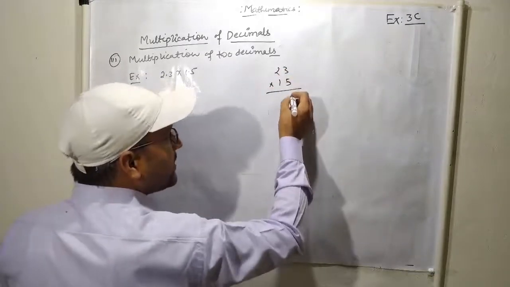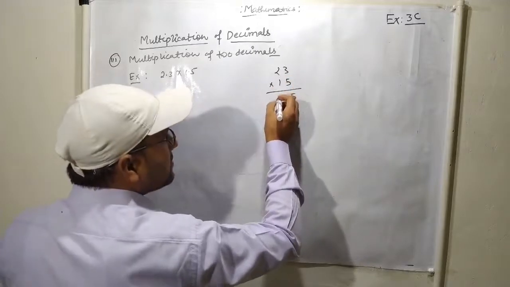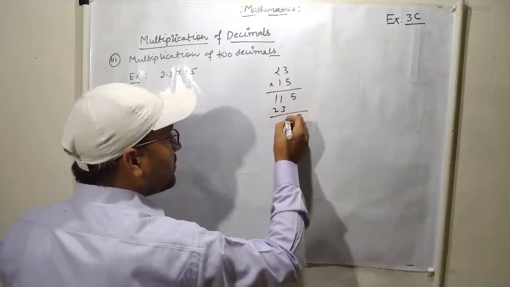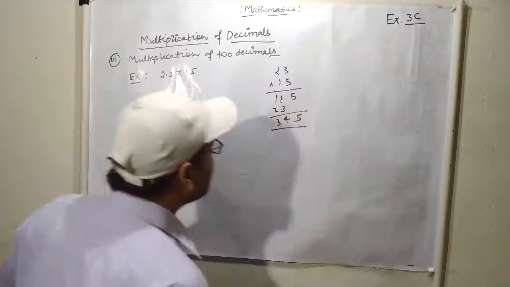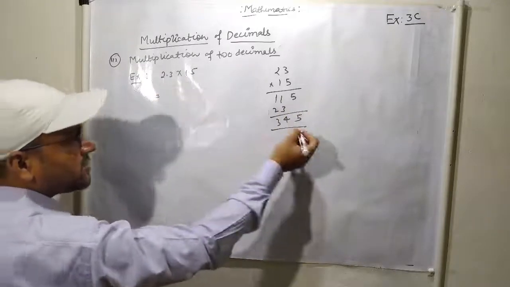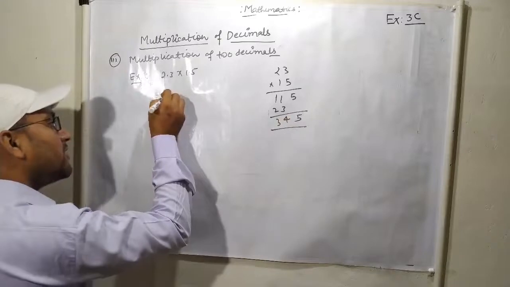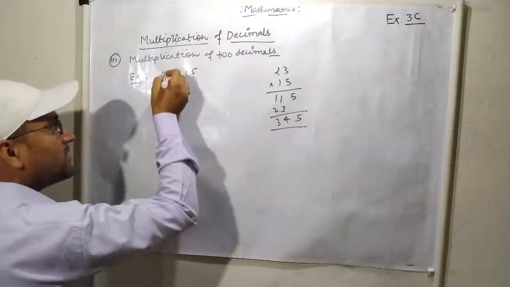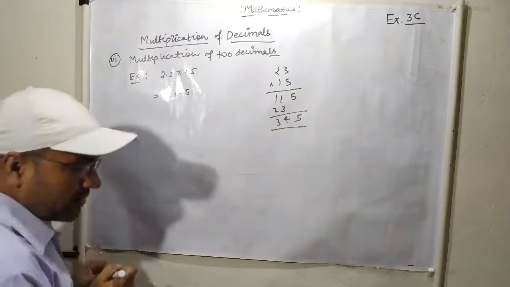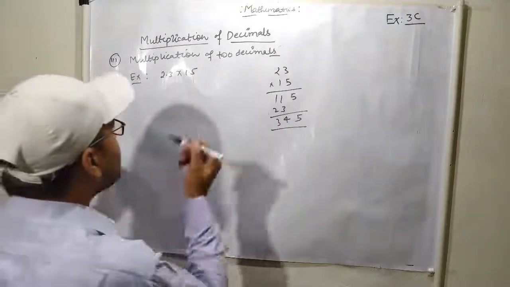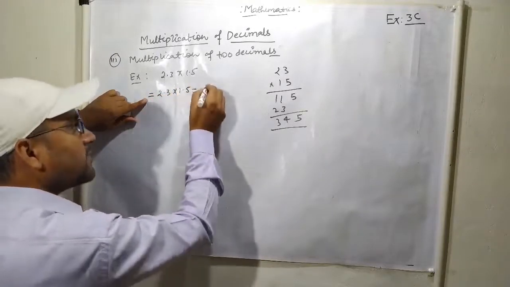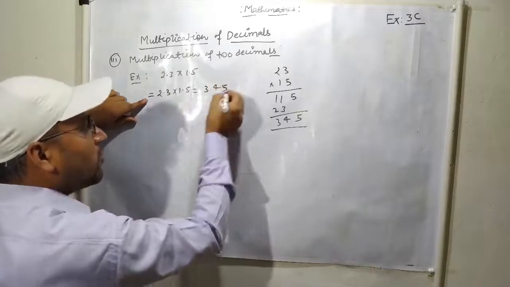Multiply this. 5 3s are 15, 1 carry, 5 2s are 10, 1 is 11, 1 3 is 3, 1 2 is 2. Add this: 5, 4, 3. What will you get? You will get 345. This is the product of these two numbers. If you multiply 2.3 by 1.5, 345 is the product as whole numbers.